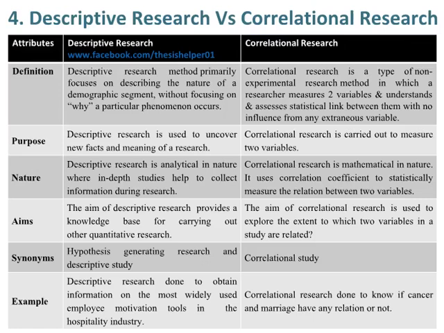The aim of descriptive research is to provide a knowledge base for carrying out other quantitative research, while the aim of correlational research is to explore the extent to which two variables in a study are related. The synonyms of descriptive research are hypothesis-generating research and descriptive study, while the synonym of correlational research is correlational study. Descriptive research is done to obtain information on the most widely used employee motivation tools in the hospitality industry, while correlational research is done to know if cancer and marriage have any relation or not.